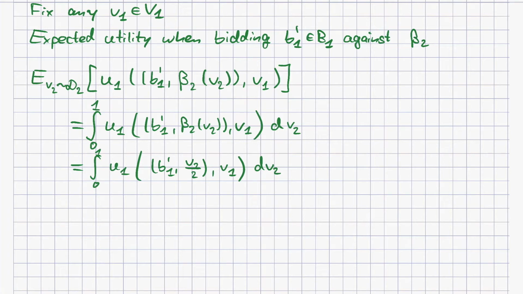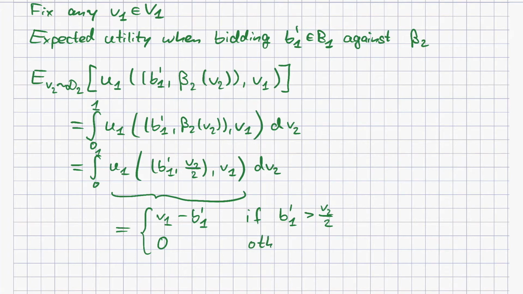Now, how big is this thing that we're integrating over here? How big is this? This now depends on how much we're bidding. We can either bid more than V2 over 2 or we can bid less than V2 over 2. If we're bidding more than V2 over 2, then we're getting our value minus our payment. Our payment will be B1 prime. So this happens if B1 prime is bigger than V2 over 2. And otherwise, we're not getting the item and we're not paying anything. So we're getting 0. Good.